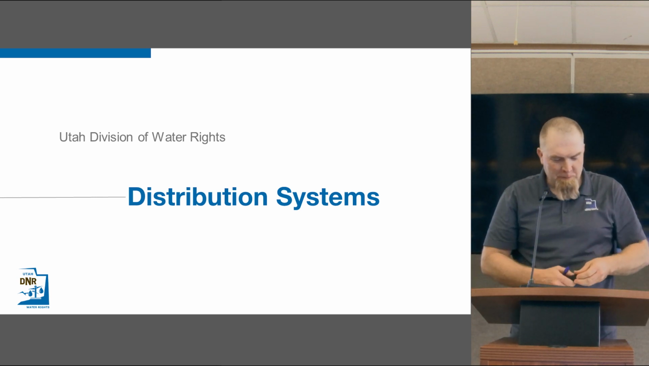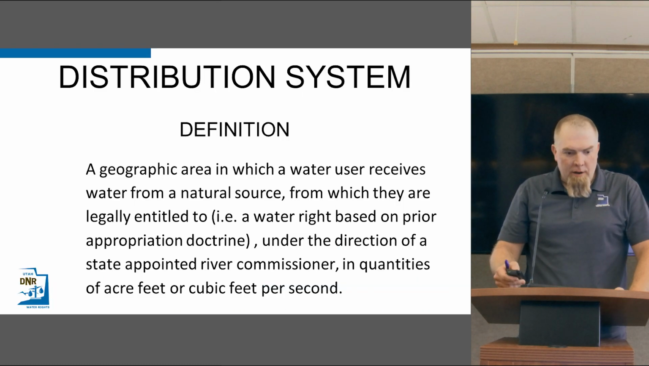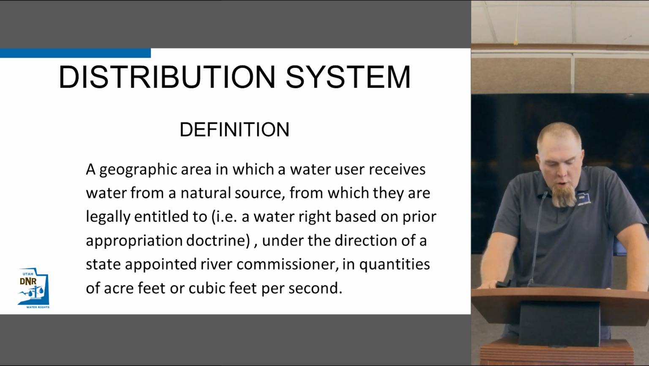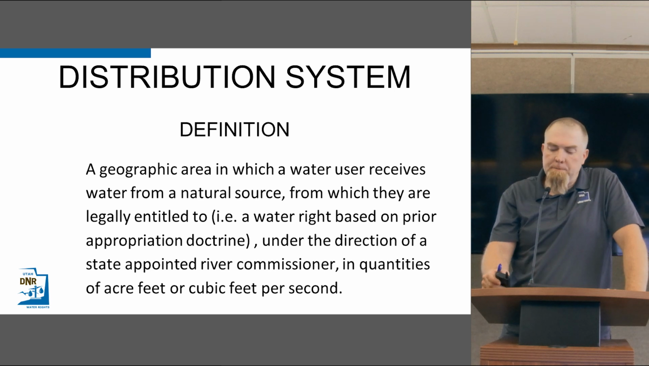Distribution systems. A distribution system is a geographic area in which a water user receives water from a natural source to which they're legally entitled, so they need to have a water right. Distribution systems fall under the direction of a state-appointed river commissioner in a specific geographic area, and the use of that water is often tracked in acre feet, or the flows are tracked in cubic feet per second.